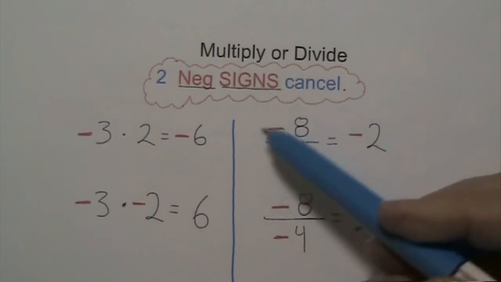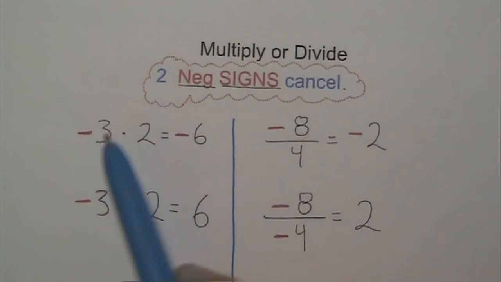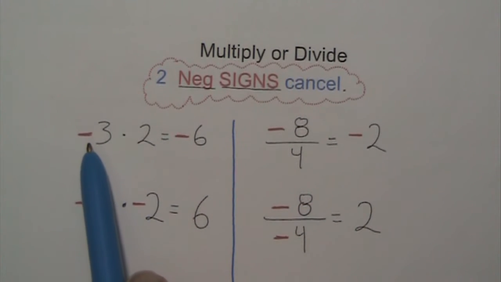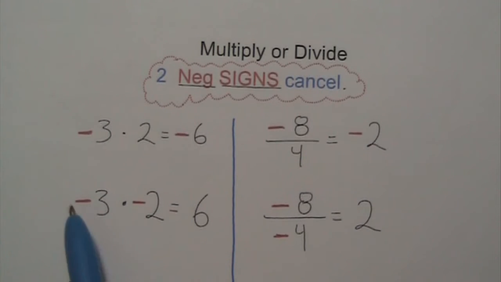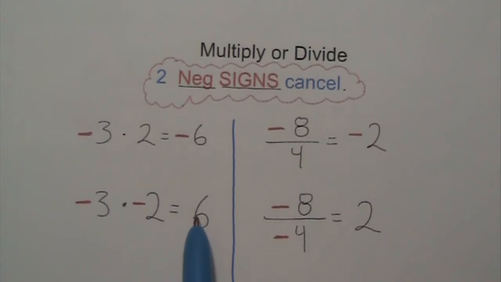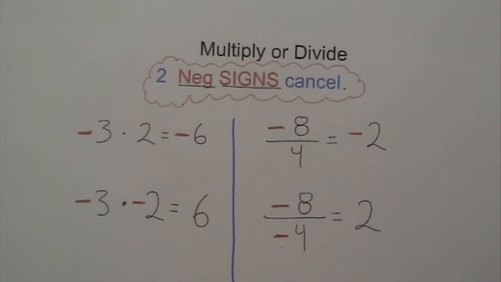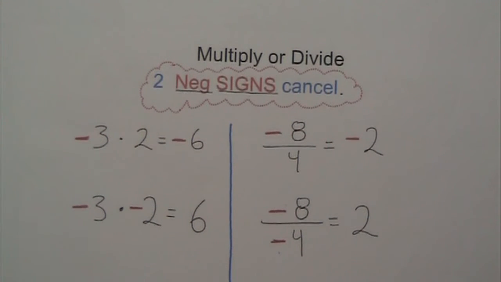All right, so just go ahead and multiply or divide the numbers and then count the negative signs, the symbols. If there's one negative, it's negative. If there's two negative signs, then it's positive. Two negative signs will cancel each other. Think of that when you're multiplying or dividing. So different rules.